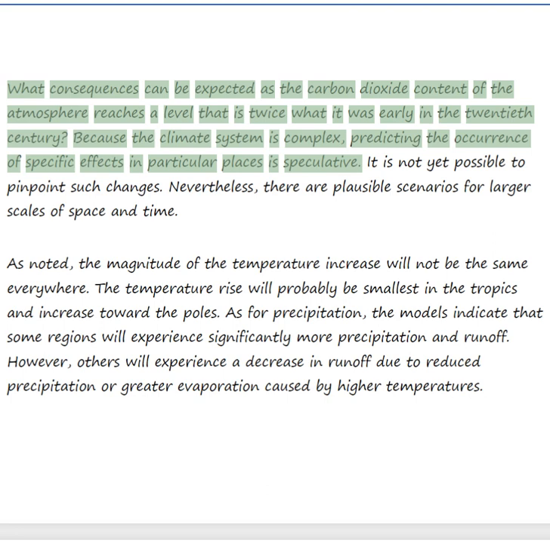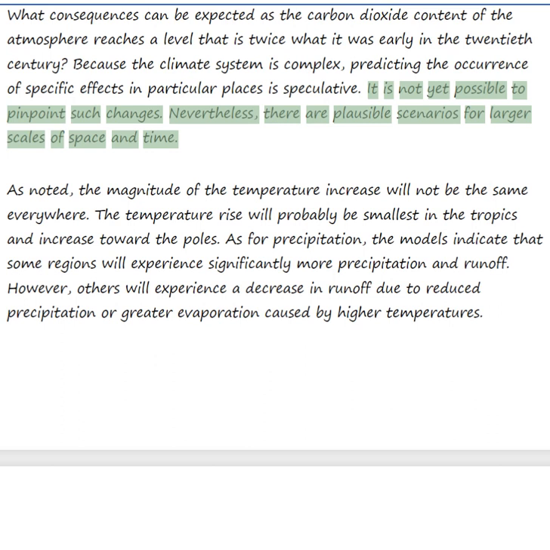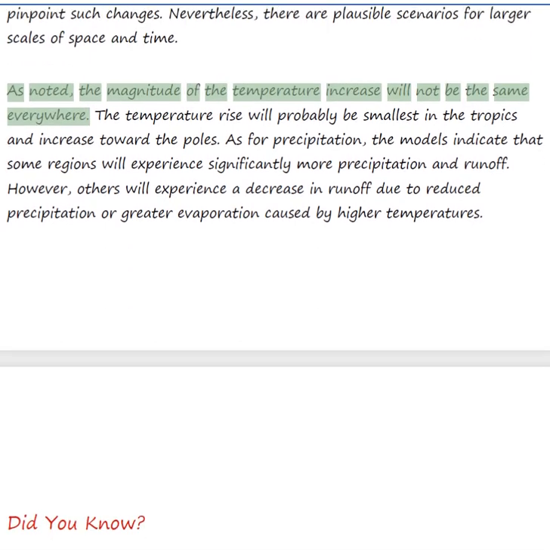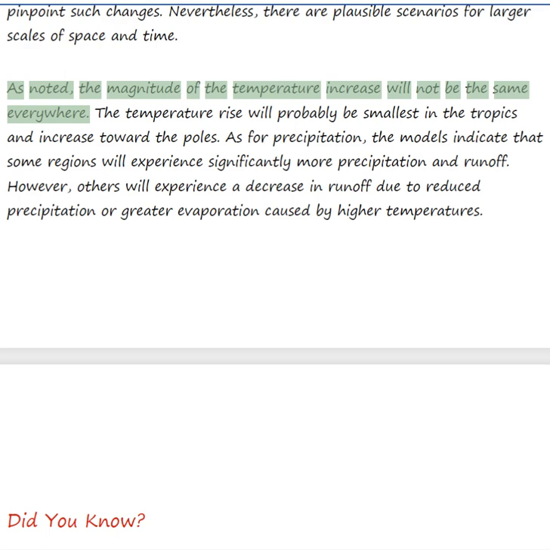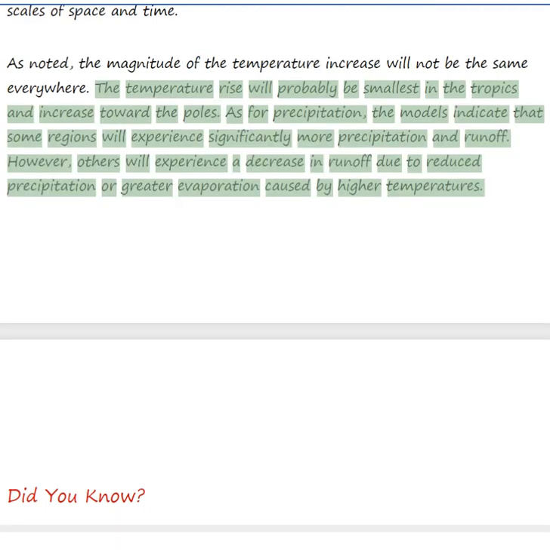Because the climate system is complex, predicting the occurrence of specific effects in particular places is speculative. It is not yet possible to pinpoint such changes. Nevertheless, there are plausible scenarios for larger scales of space and time. As noted, the magnitude of the temperature increase will not be the same everywhere. The temperature rise will probably be smallest in the tropics and increase toward the poles.